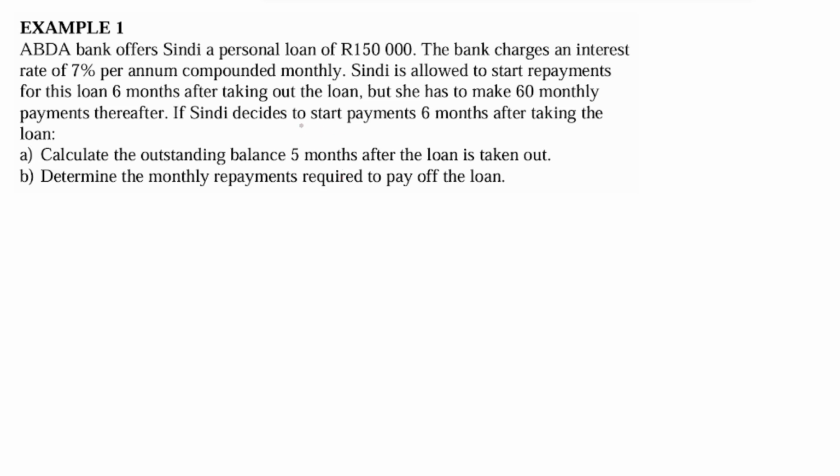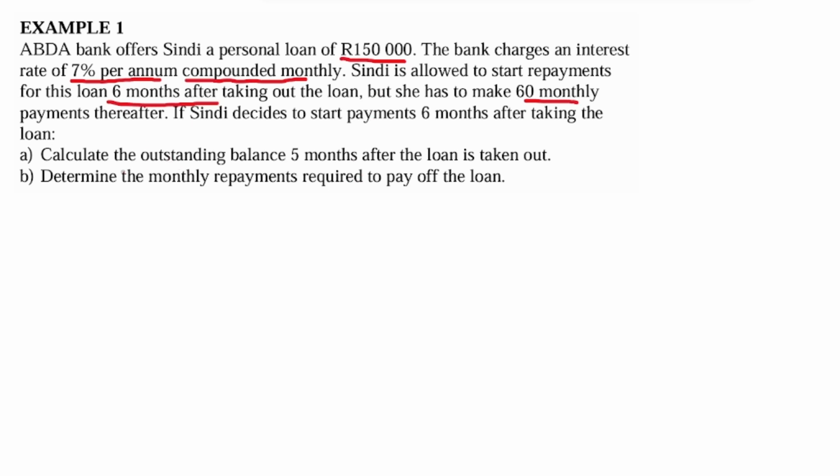Welcome back. Let's look at examples that involve loans with delayed payments or deferred payments or missed payments. A bank offers Cindy a personal loan of 150,000 rands, and the bank charges an interest of 7% per annum compounded monthly. Cindy is allowed to start repayments of this loan 6 months after taking out the loan, but she has to make 60 monthly payments thereafter.